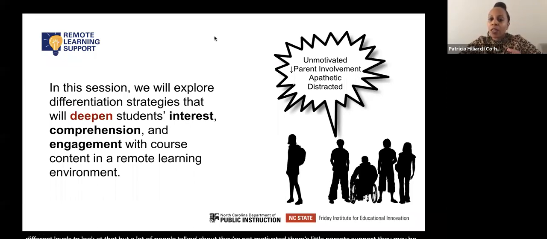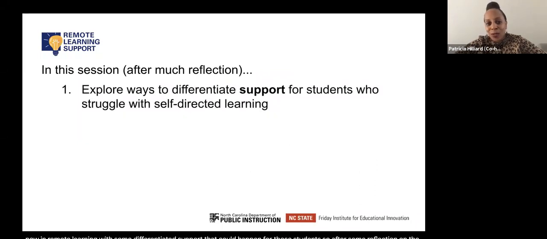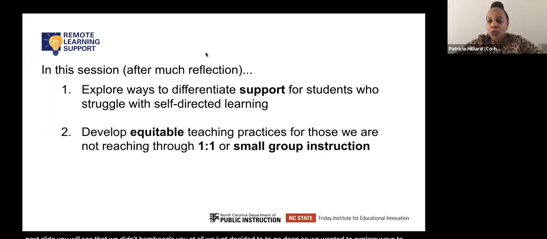So in looking at the situation that we are in now, we decided to not necessarily hold off on this description, but go a little bit deeper instead of really wide, so that we can target the percentage of students that we are especially not reaching right now in remote learning with some differentiated support. So after some reflection, on the next slide, you will see that we didn't bamboozle you at all. We just decided to go deep. So we wanted to explore ways to provide some type of differentiated support for students who are struggling with self-directed learning.